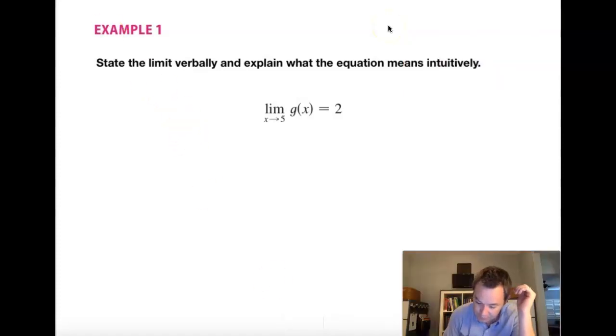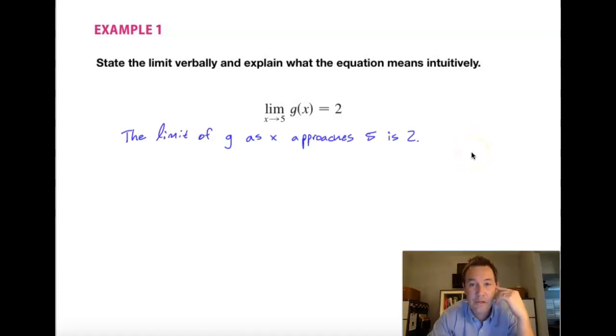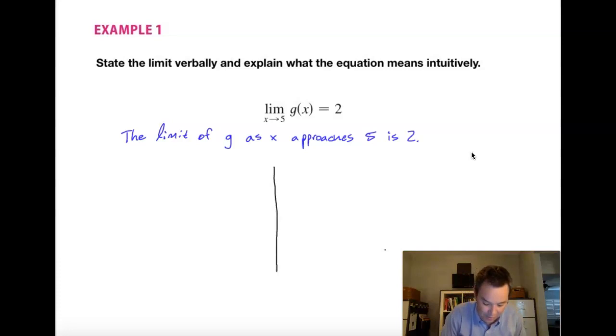So let's do an example. State the limit verbally and explain what the equation means intuitively. All right, I'm going to pause it and I'll write it out so that you don't have to watch me sloppily write a sentence. Okay, so pretty straightforward verbal limit here. This is read as the limit of g as x approaches 5 is 2. And what it means intuitively is that on my function, as my x values get closer to 5 on either side, my y values get closer to 2.